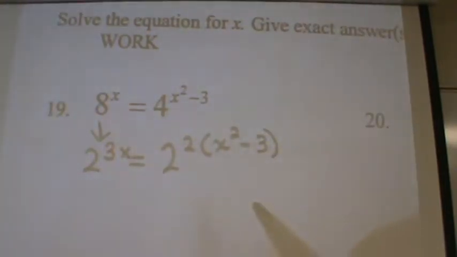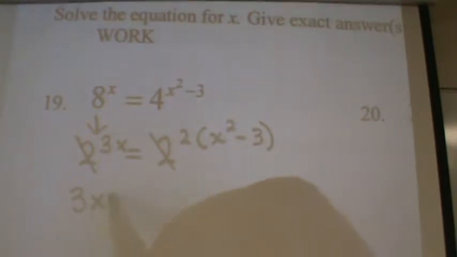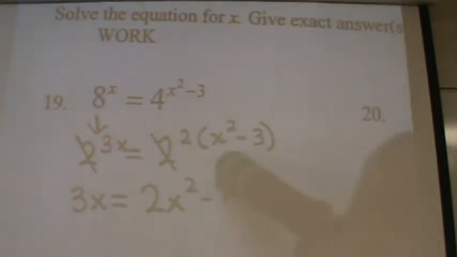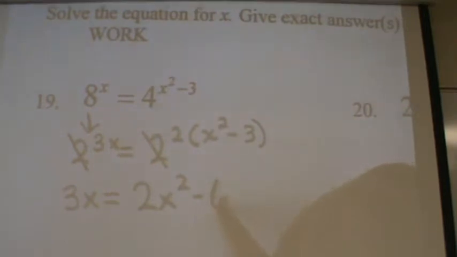Okay, tell me what to do next. Cross out these 2's and set the exponents equal to each other. So in other words, 3x is equal to 2x squared minus 6x. Or no, minus 6. Not 6x, just minus 6. And then what? We want to get this over on this side. We want the 0 to be on that side now.